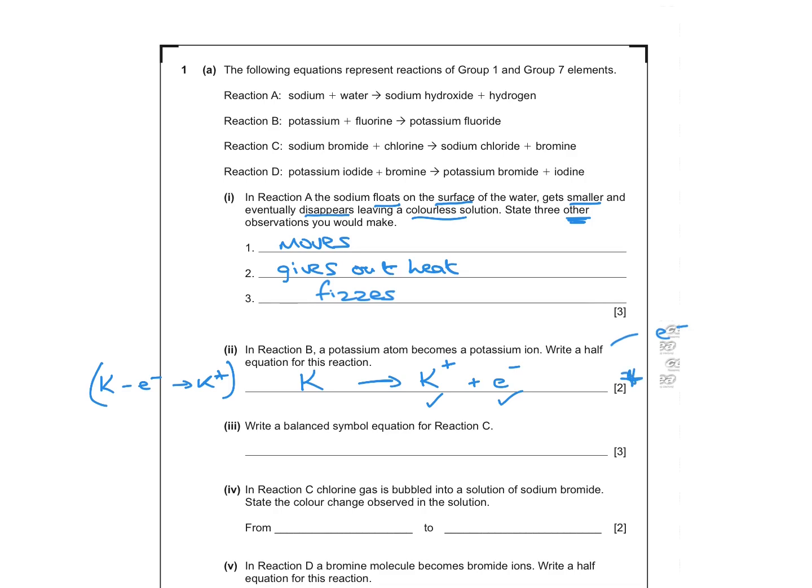Okay, part 3. The balanced symbol equation for reaction C is as follows. Don't forget, when you're putting the halogens on their own, you always need a 2 because they're diatomic. So it's Cl2, Br2, not just Cl and Br on their own. Now the colour change when chlorine gas is bubbled into a solution of sodium bromide. Well, sodium bromide solution is colourless.